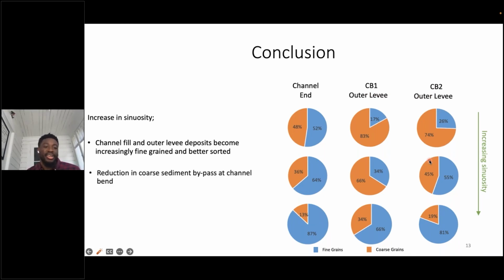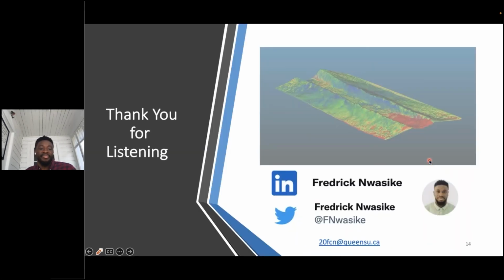We can then conclude that increasing sinuosity leads to a reduction in coarse sediment bypass at the channel bend, because the reduction in flow velocity results in coarse sediments being deposited at the channel bend. But we can't say with confidence that it favors fine-grained sediment bypass until we finish our laser scan interpretation to see the volume of fine-grained sediments deposited at the channel end area. Yeah, I think that's it. Thank you for listening.